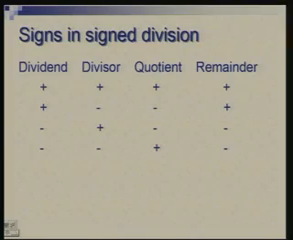So, the quotient is following the same logic as multiplication. When the signs are opposite, the quotient is negative, when signs are the same, quotient is positive. The remainder always takes the same sign as that of the dividend, because the remainder is something which is left out of the dividend. You try to reduce the dividend to 0, but something is still left. So, it has to be of the same sign.